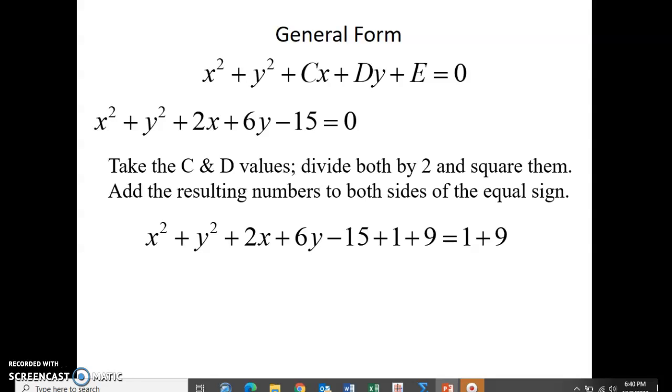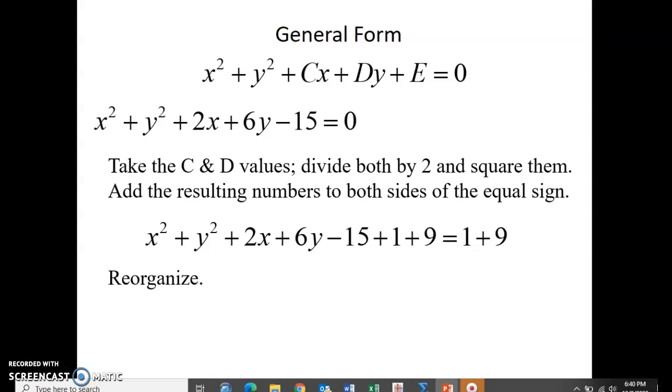So if you were to subtract that 1 and 9 to the other side, it would cancel out and give us 0 again. We don't need to do that, but we could. Okay, so now it looks even messier, but we're going to clean it up in a minute. The next step is to reorganize your information.